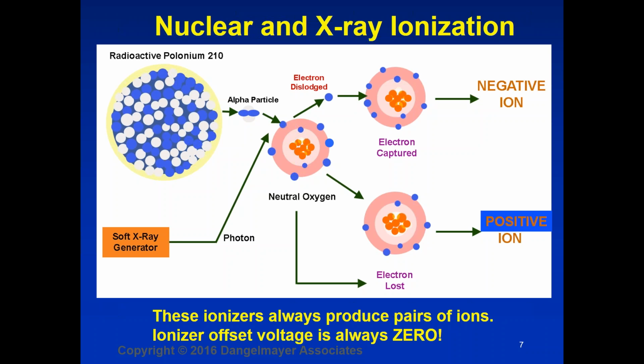The soft X-ray generator does a very similar process. The X-ray passing by the neutral gas molecule does the same thing. It dislodges an electron, creating eventually a pair of negative and positive ions. The interesting thing about these types of ionizers is they always produce these pairs of ions. So the ionizer offset voltage is always zero. We always have ionizer balance because the ions are always created in pairs. Next slide, please.